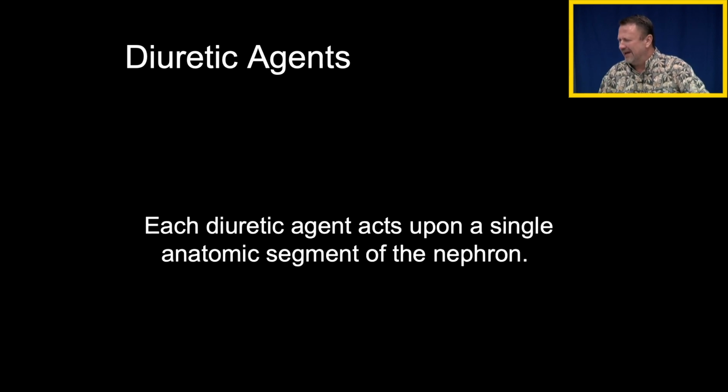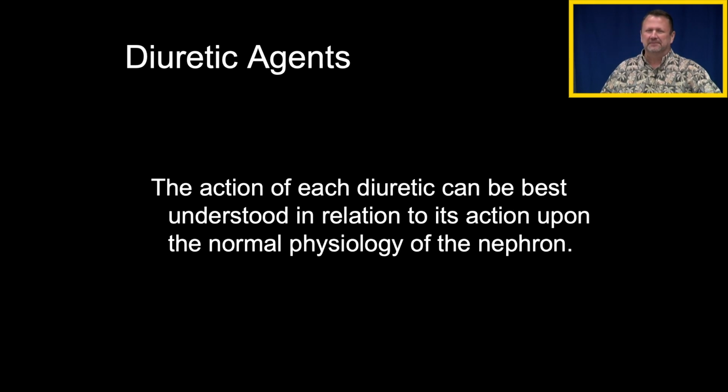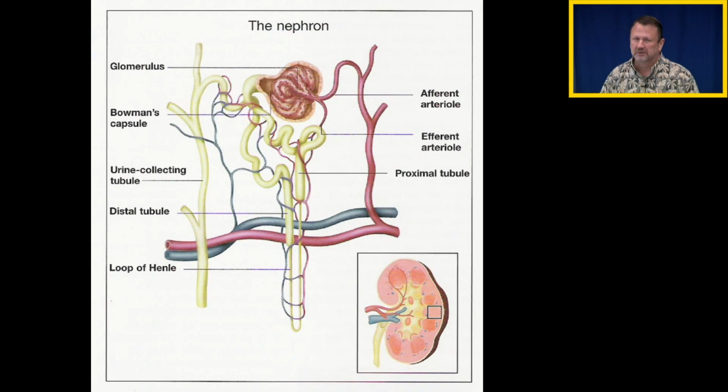Each diuretic agent acts upon a single anatomic segment of the nephron. And the action of each diuretic can be best understood in relationship to its action upon the normal physiology of the nephron. All right, well, that's all fun to talk about. Let's see the cartoons. And so here is a cartoon of a nephron.